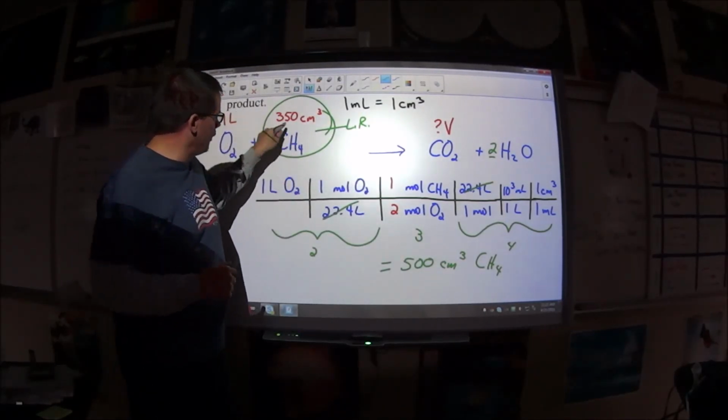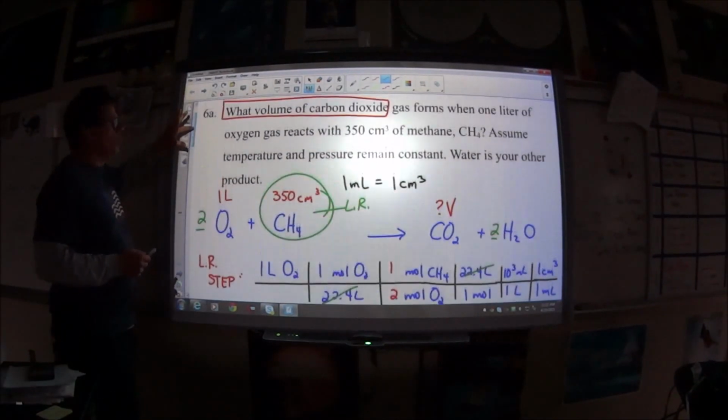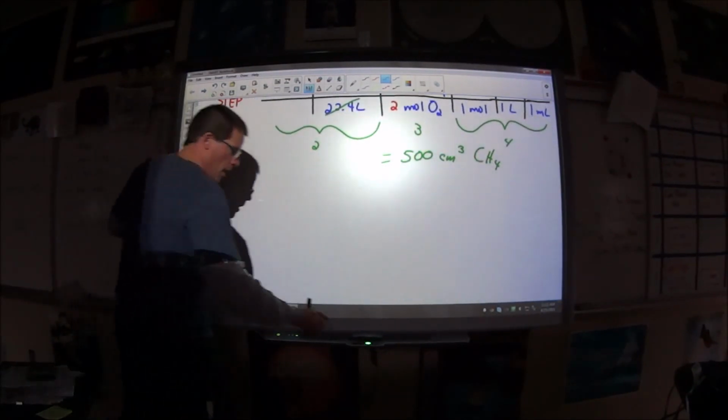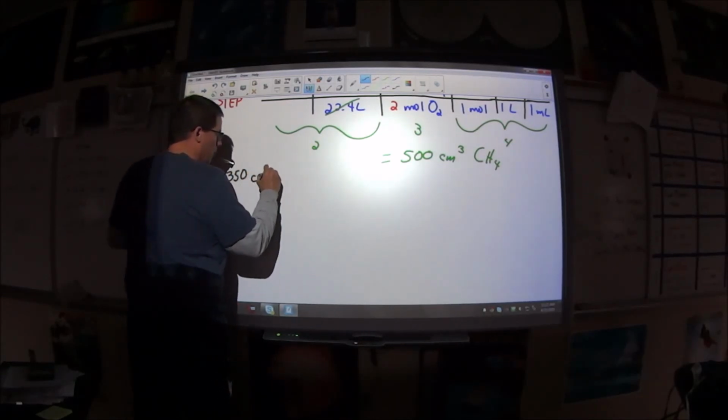So knowing that that's my limiting reactant, that's the number I'm going to focus on to answer the question, which is what volume of carbon dioxide. So I will start with my 350 centimeters cubed.